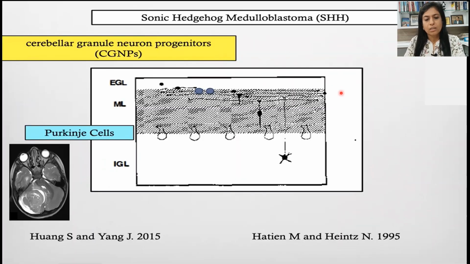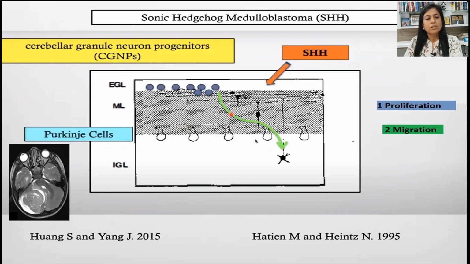Coming to the sonic hedgehog group, now the cerebellar granule neuron progenitor cells are present on the surface of the external granular layer, and these are known to proliferate and migrate to the internal granular layer.